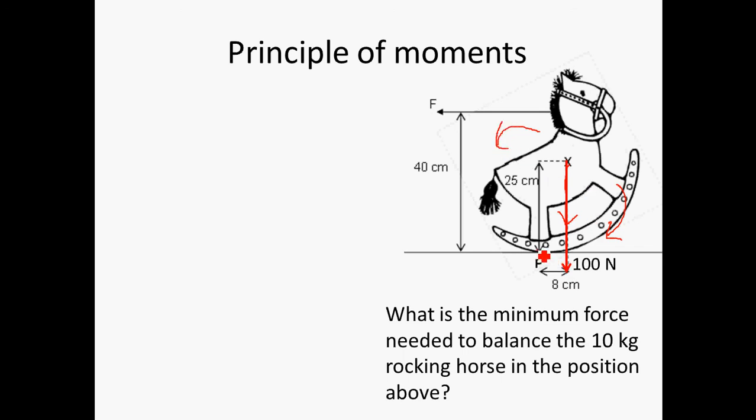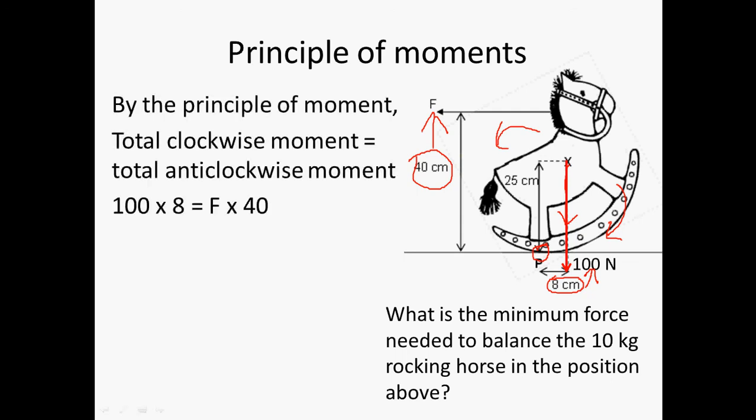Alright, and this will be your pivot, because this is the point of rotation of the horse. So if this is the point of rotation, the perpendicular distance of the 100 Newton will be 8 cm, while that of the F will be this perpendicular distance, which is 40 cm. Alright, I hope you can see the development of the question. So taking the principle of moments, 100 times 8 will give you F times 40. So because of that, your F is 20 Newton.